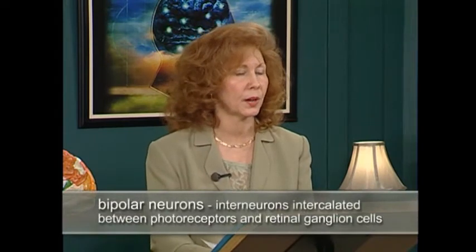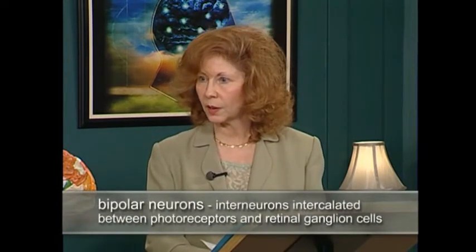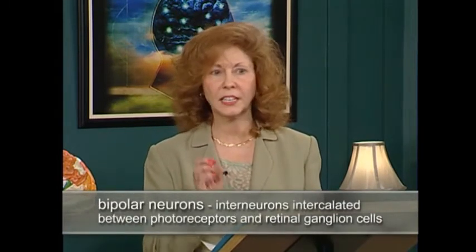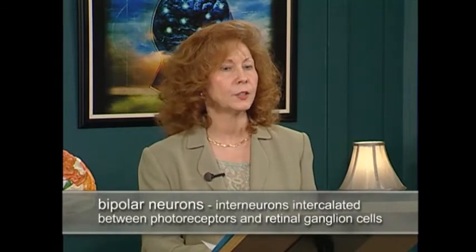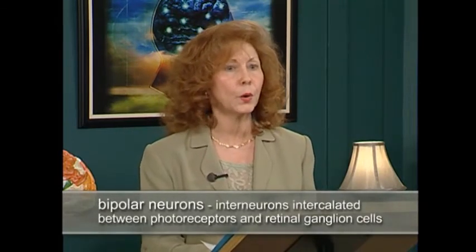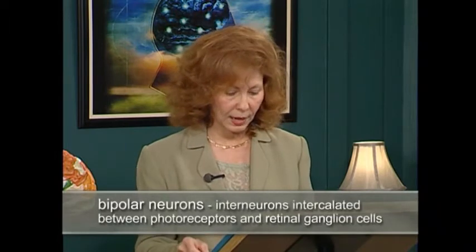Now, the absorption of light by the rods and cones causes changes in the photoreceptors that result in the stimulation of a second neuron in the chain. So the second neuron in the chain are bipolar neurons. And bipolar neurons are interneurons, integrative interneurons, intercalated between photoreceptors and retinal ganglion cells. And now, I'll bet you can anticipate this.